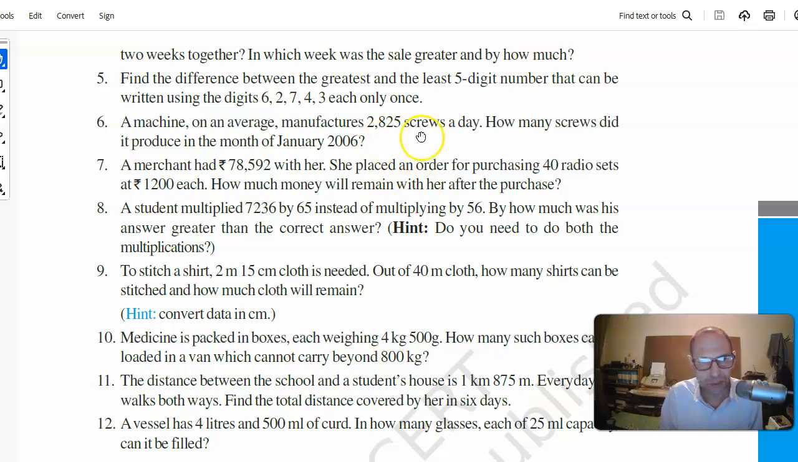Now the next question is question number 7, which is: a merchant had 78,592 rupees with her. She placed an order for purchasing 40 radio sets at 1200 rupees each, meaning each of the radio sets costs 1200 rupees, and she had 78,592 rupees. How much money will remain with her after the purchase?